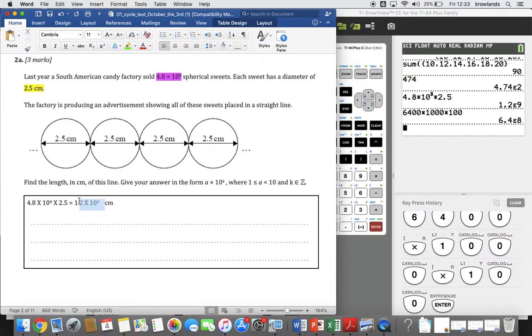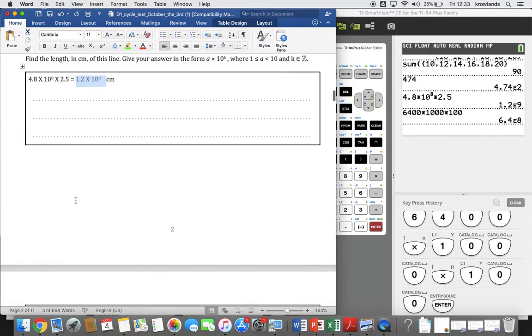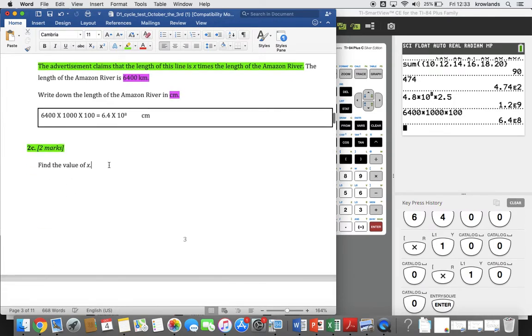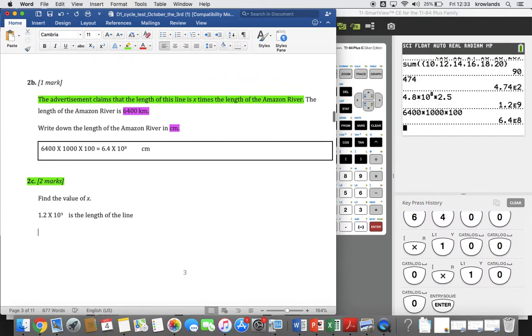So I'm going to take this amount and I'm going to write down, this is the length of the line. And I'm going to actually write this in my solutions because I'll remember what I'm doing. And then I'm going to decide, well, we know that this value here is smaller. And the reason why is it says the length of this line, which is this line here, is X times. It must be bigger if X is positive.